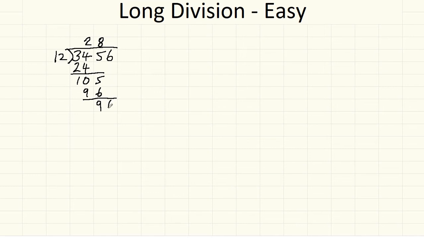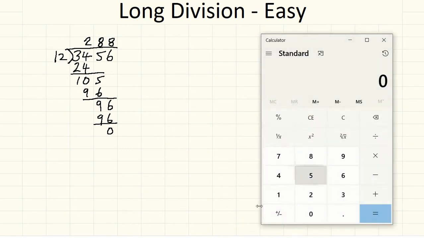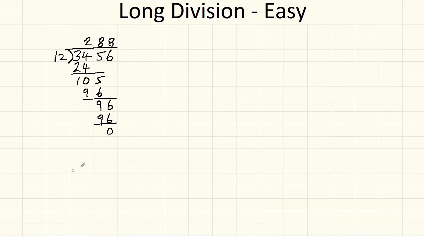Bring down the 6. 12s into 96. That goes 8 again. 8 12s are 96. And again, we're now left with 0. So that is an exact answer. So the correct answer is 288. Let's do that on the calculator again. 3456 divided by 12, 288. We're good.